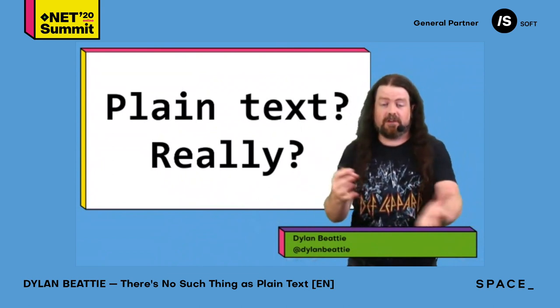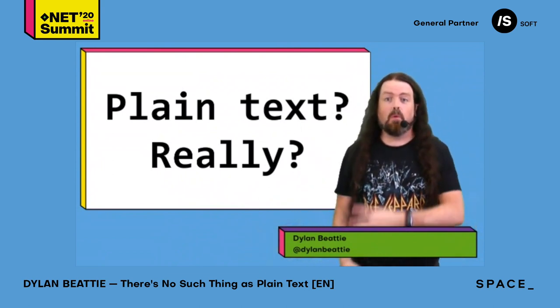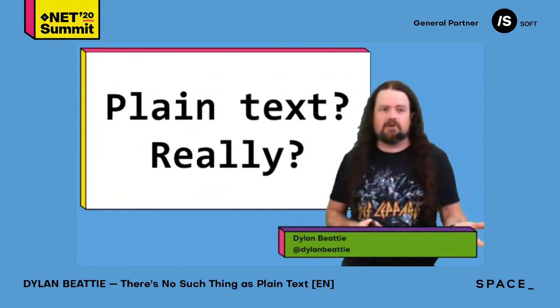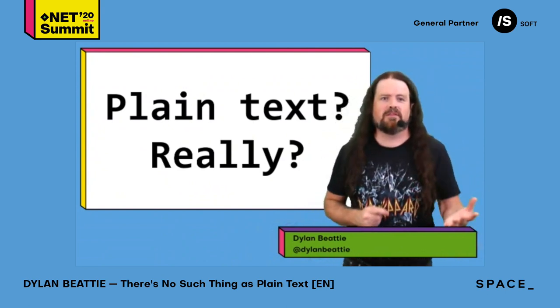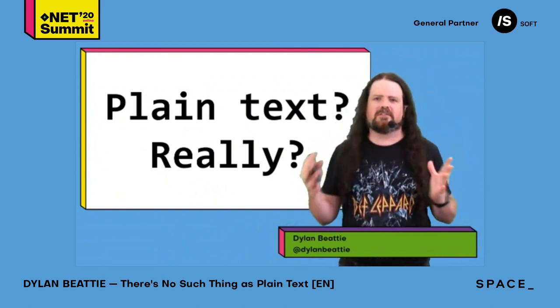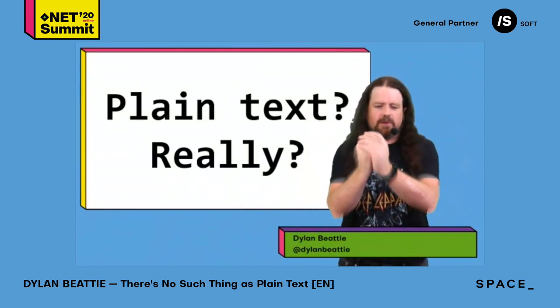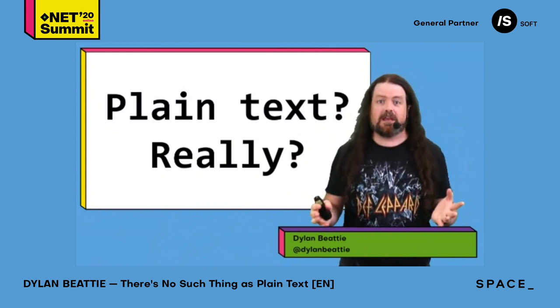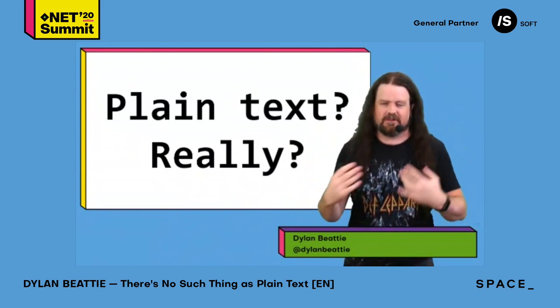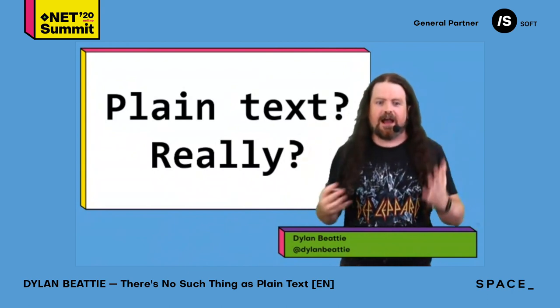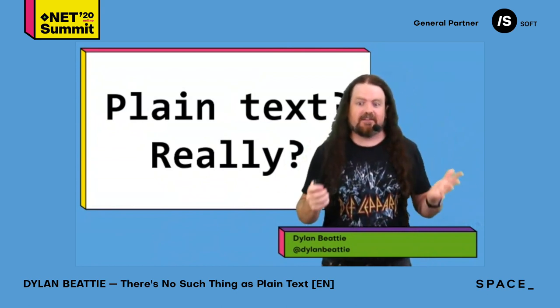For starters, I need to know, what year is this? What language are you speaking? What kind of computer system do you have? Are you running Windows or Linux or macOS? All these kinds of details. So actually, plain text is really, really complicated. So we're going to backtrack. We're going to start right at the beginning, go back to the earliest encoding systems, and look at how we ended up with this complicated situation about text and all this kind of stuff.